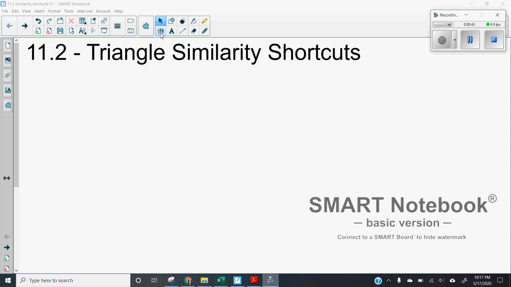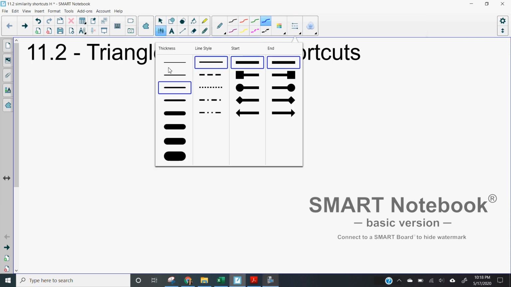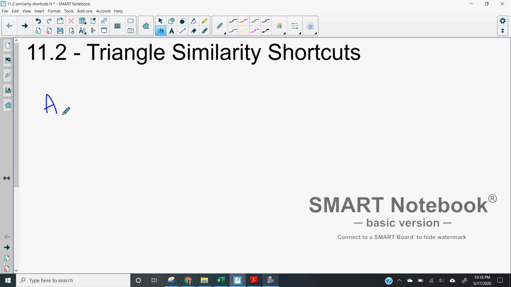From the Desmos activity, you should have found that angle angle is, and you might not have thought about it this way on Friday, but this is a similarity shortcut, meaning if you just make sure that two pairs of angles are congruent, that's actually enough to determine that the triangles are similar. Okay, so if two pairs of angles are congruent, then the triangles are similar.